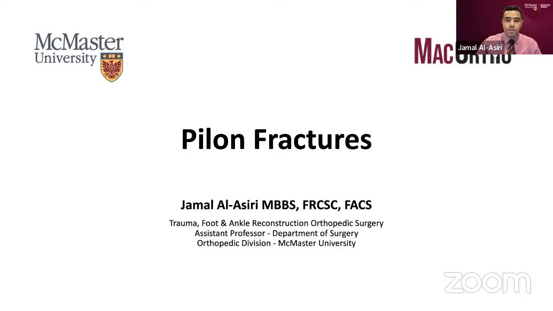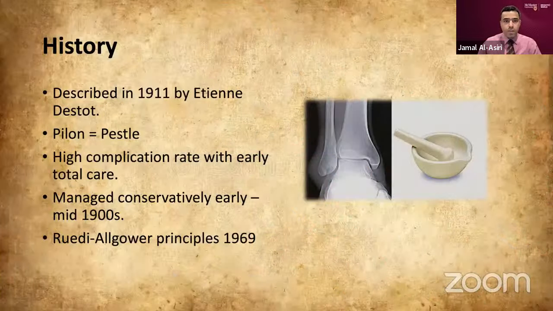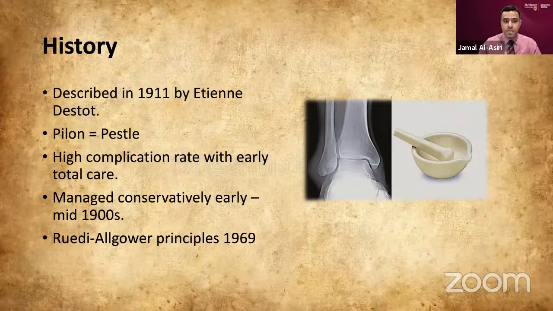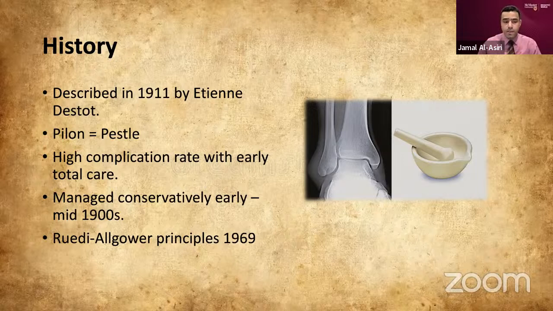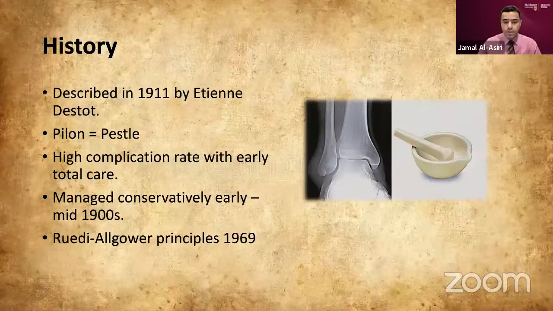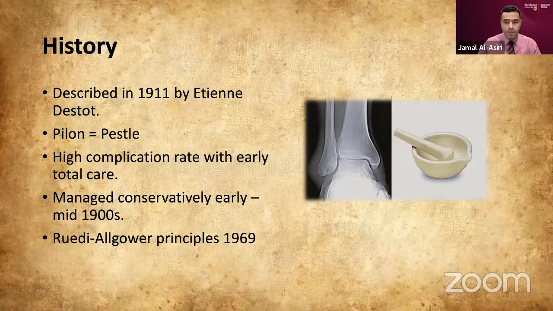All right. So I will talk today about Pilon fractures. And the first thing I'm going to cover is Pilon history. It was first described in 1911 by Etienne Destot, who was a French radiologist, where Pilon in English is equivalent to pestle in French. And as you see here with that picture, the pestle is a metaphor for the impact of the talus on the distal tibia. Historically, it's well known that Pilon fracture has a high complication rate with early total care, for which it was managed conservatively from early to mid 1900s, till the Rüedi-Allgöwer principles started in 1969, which we're going to talk about.